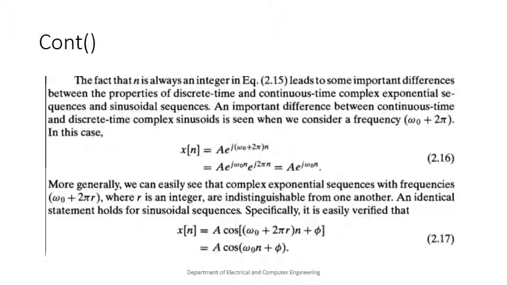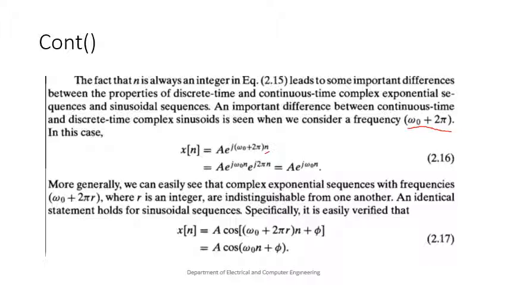The fact that n is always an integer, in equation 2.15, our previous equation, leads to some important differences between the properties of discrete time and continuous time. There is a huge difference between continuous time signals and discrete time signals. An important difference is seen when we consider frequency. Now, if you add 2 pi to any discrete angular frequency omega naught, it is indistinguishable. It means that it will not make any difference.